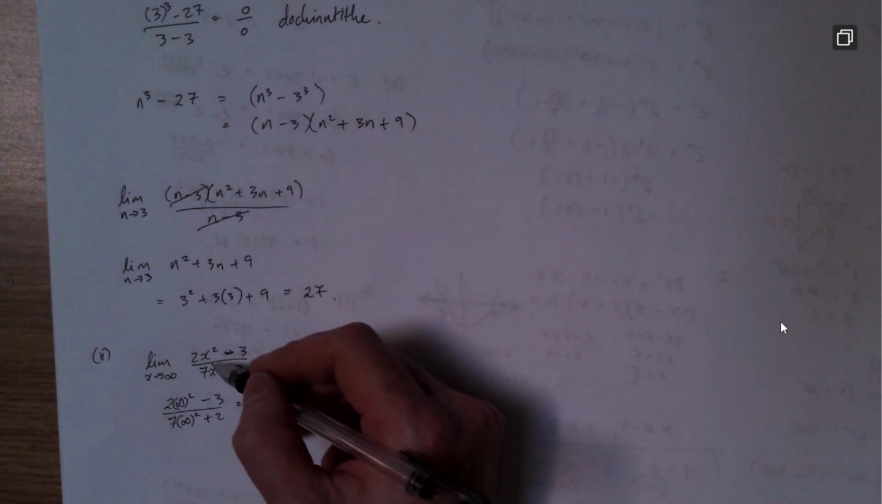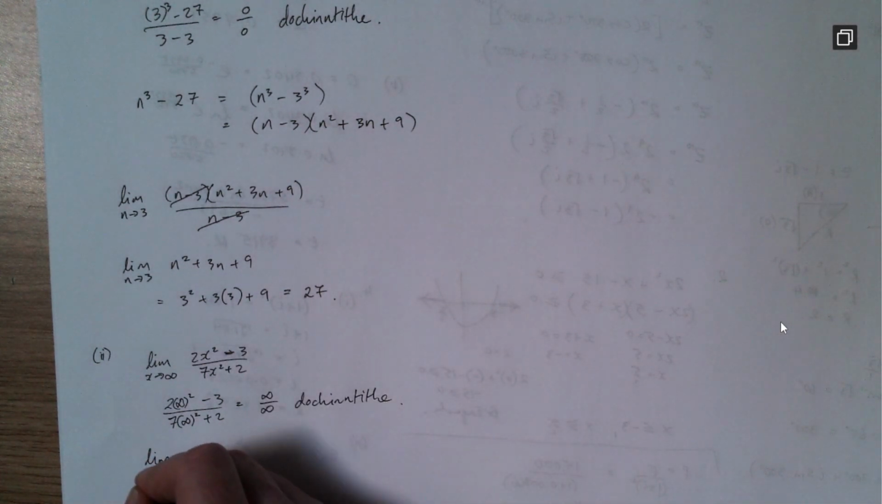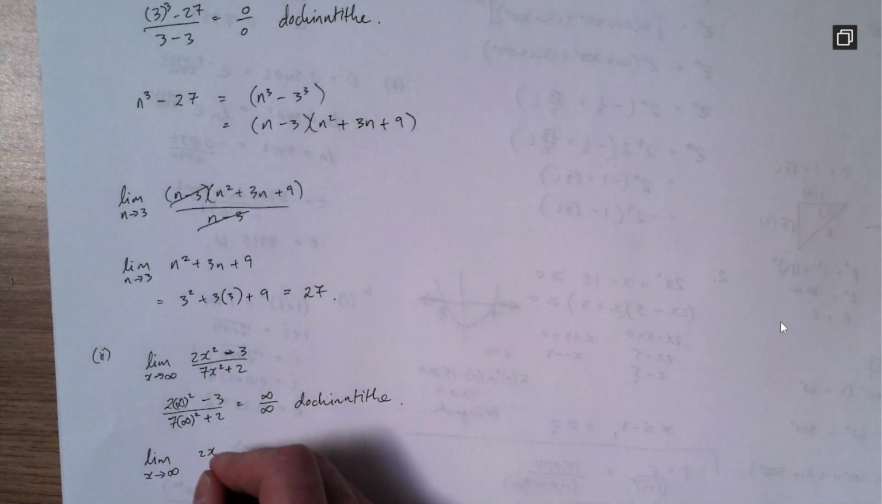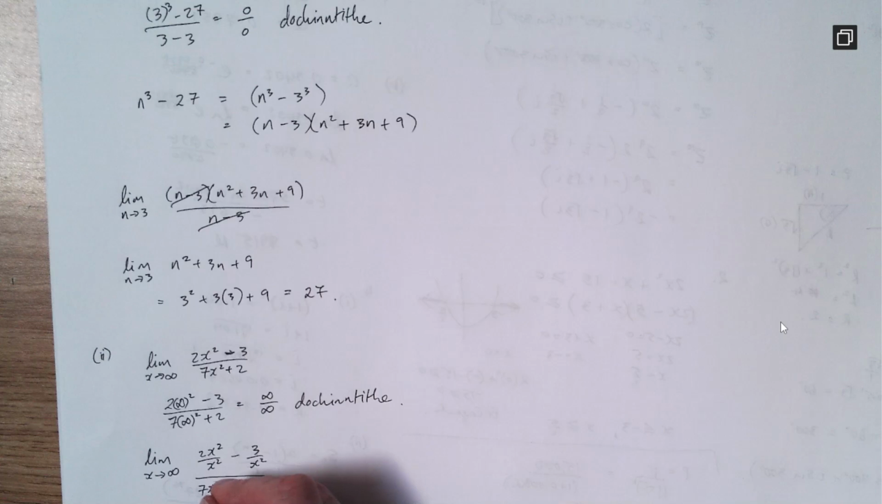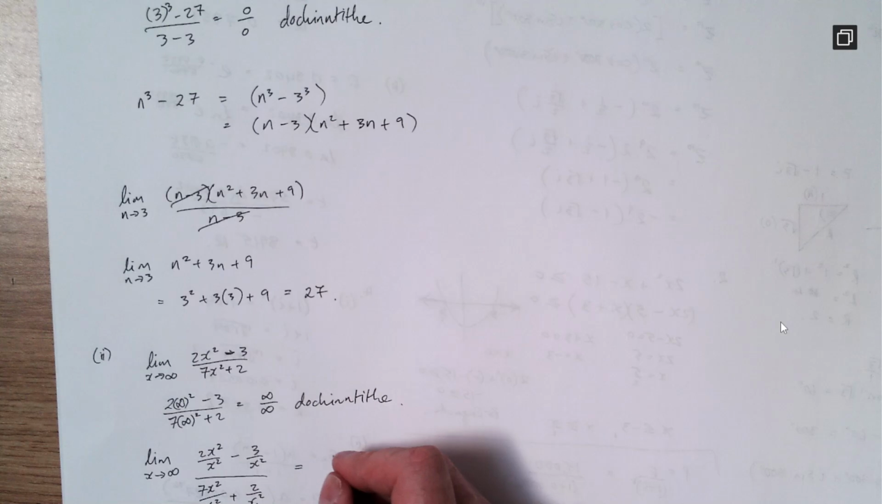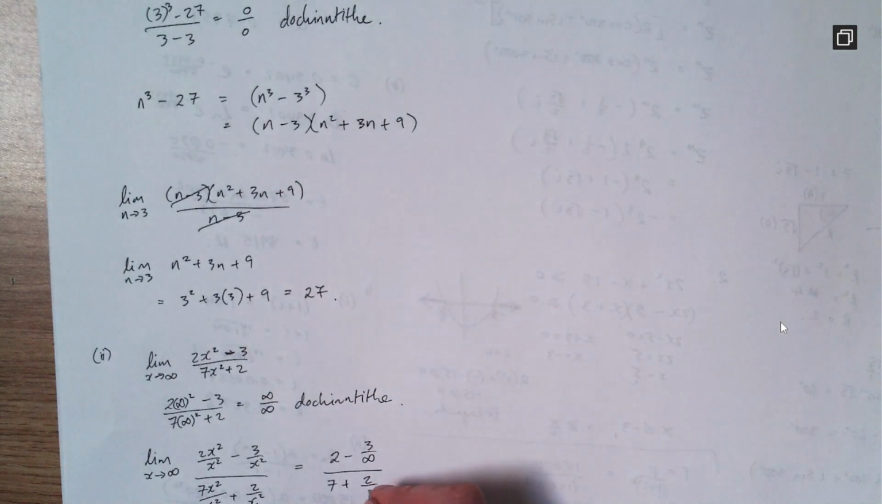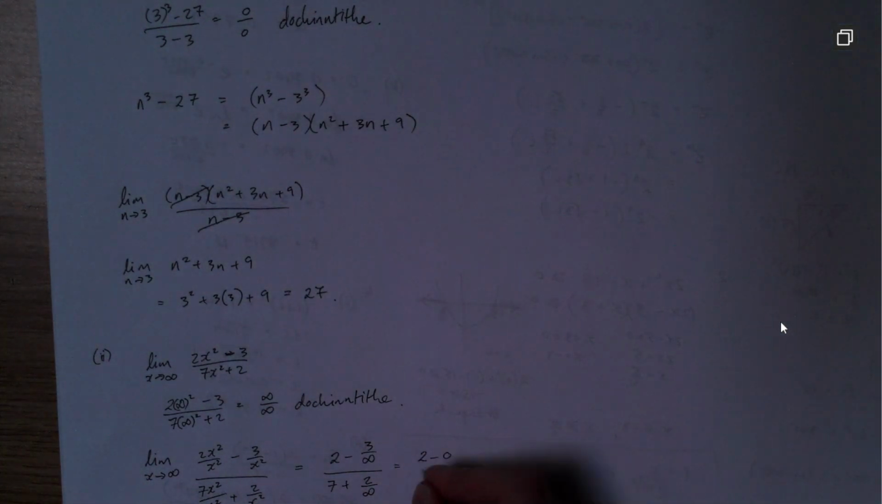So we divide by the highest power of x, which is x squared. The limit as x goes to infinity of x squared over x squared minus 3 over x squared, over x squared over x squared plus 2 over x squared. Now our limit becomes 1 minus 3 over infinity over 1 plus 2 over infinity. Dividing anything by infinity gives 0, so we have 1 minus 0 over 1 plus 0, which is 1. And there you have it.